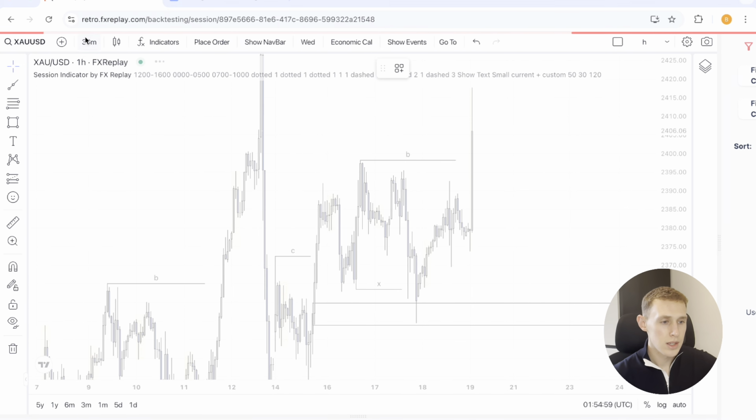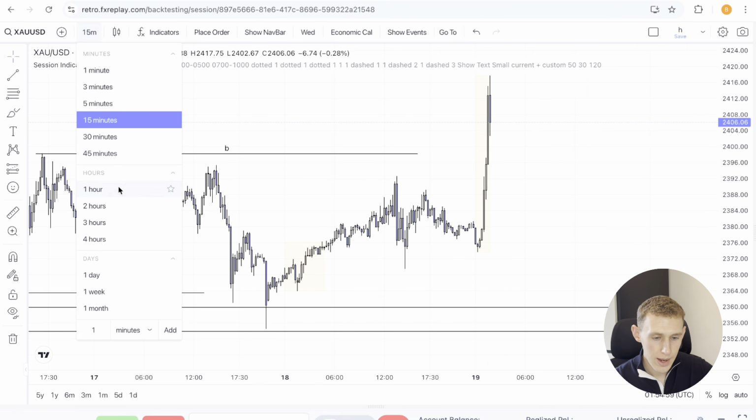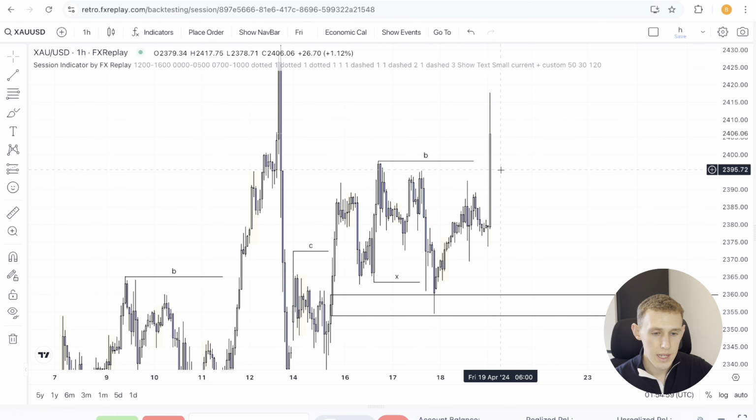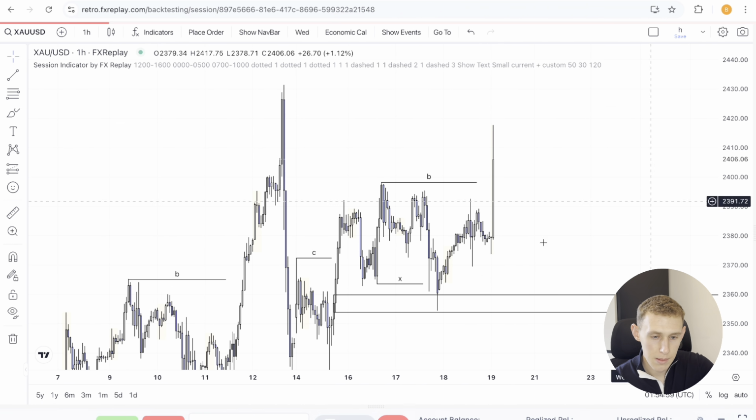So what I would be looking for is a pullback into a new POI and then look to continue buying from there. In terms of new POIs, at the moment we've just had this impulsive move up. There isn't really a lot that I'm seeing, so I'm just going to let this develop slightly more first.